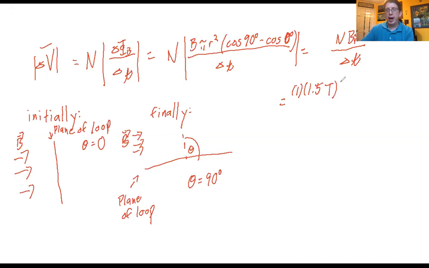Pi, we're not given the radius directly, we're given the diameter. So the diameter is 22.0 centimeters. That means the radius is 11.0 centimeters, or in SI units, 0.110 meters. And don't forget you're squaring that. And you're dividing that by delta t. And delta t, we're told it rotates in 0.20 seconds.